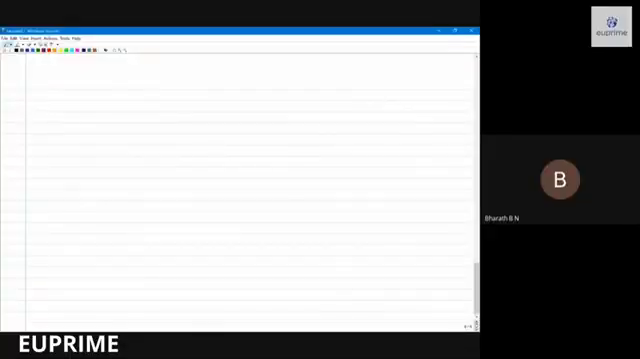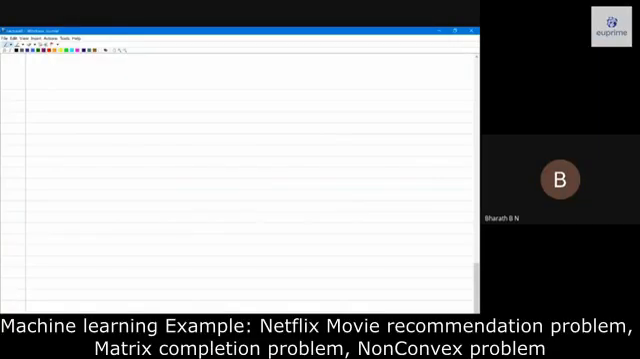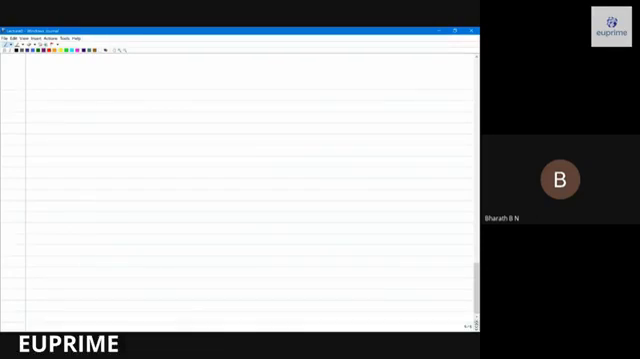So now let's look at the second problem, which has got something to do with matrices. Okay, so let's look at this problem. Example 2.